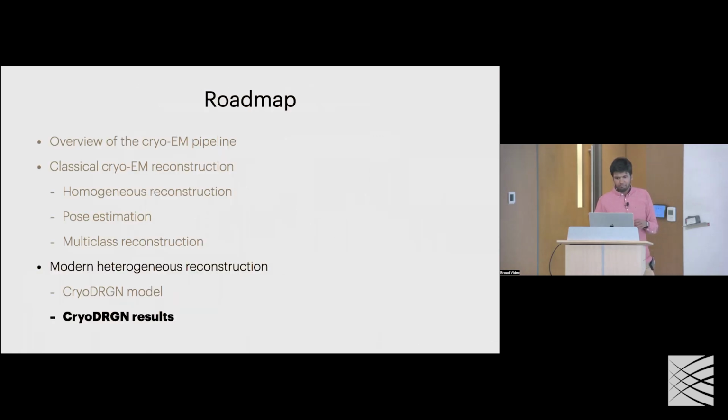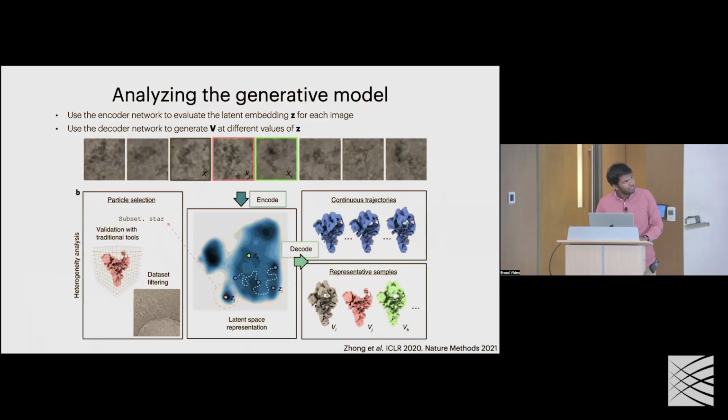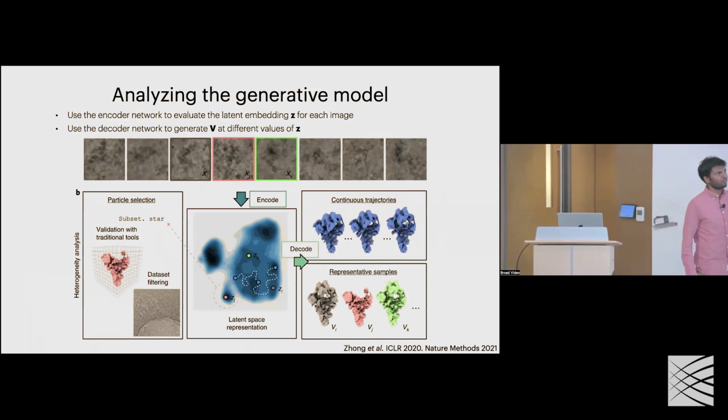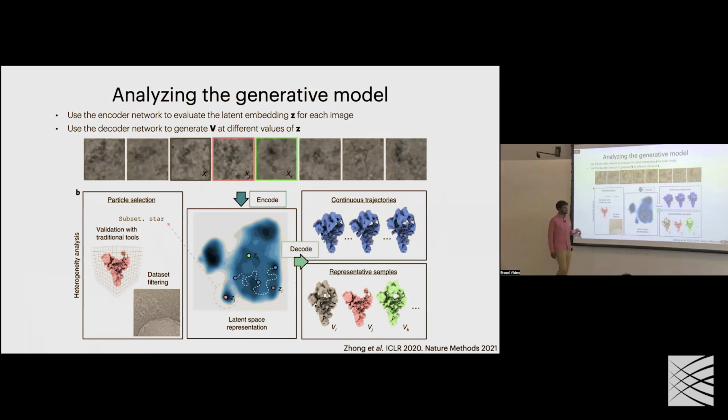Okay. Finally, in the last couple of minutes, that's the underlying cryo-DRGN architecture and training. How does this get applied to real data? First of all, once you've trained this model in the fashion I said, you can encode all your images, again, to get a latent variable for representing the conformation for each one of those images.